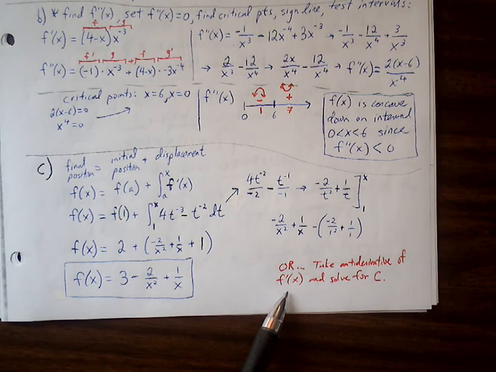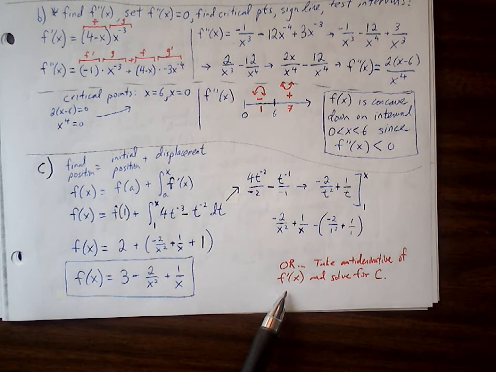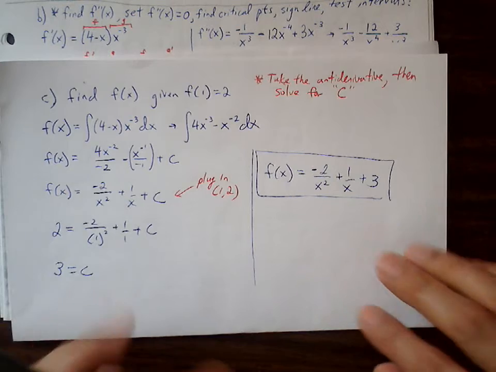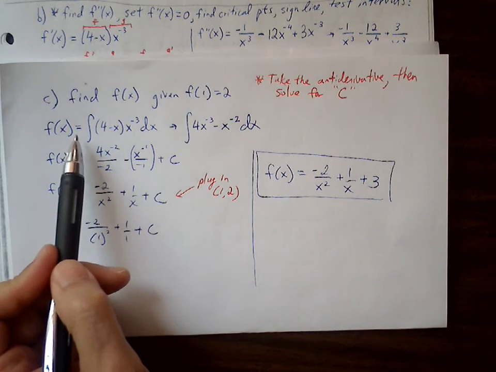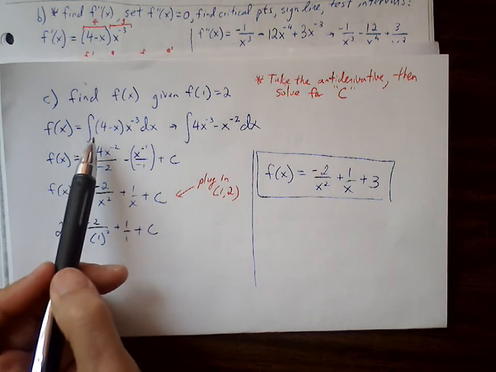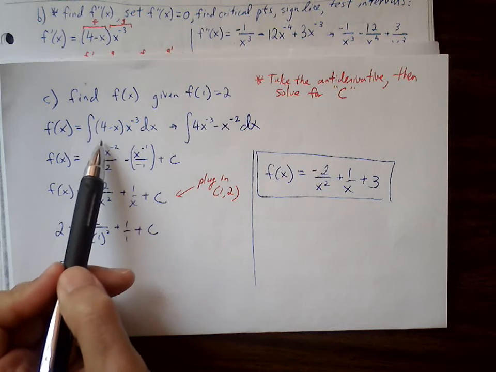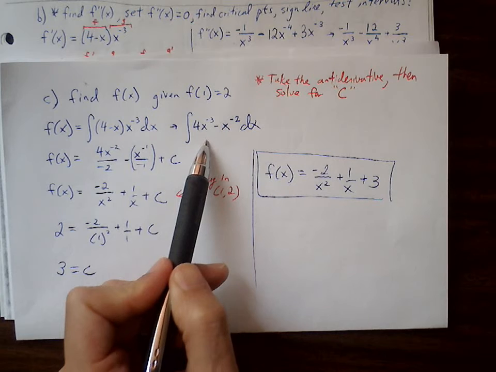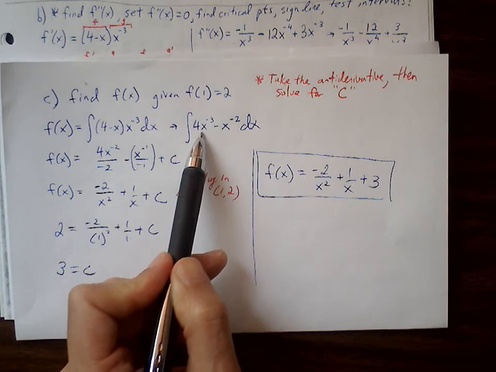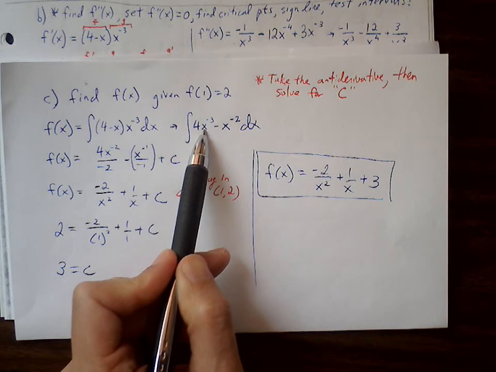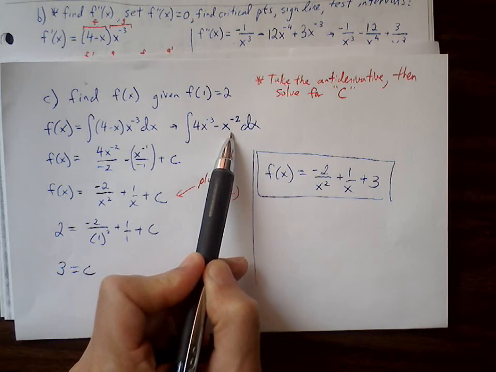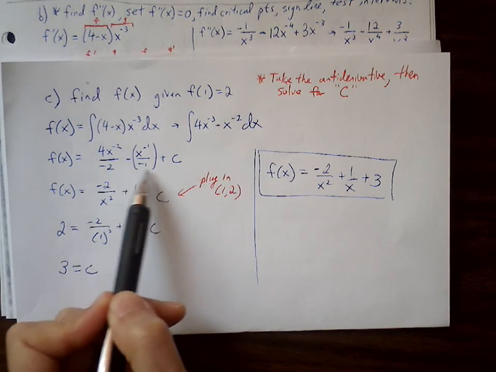The other way that some students may prefer is to just take the antiderivative of f prime and then solve for c. So here's the other option where we simply move from f prime to f of x by anti-differentiating our expression. Here, if we take the antiderivative, we can expand this out and apply power rule. X to the negative 3 becomes x to the negative 2 over negative 2. X to the negative 2 becomes x to the negative 1 over negative 1. There's a plus c that shows up.